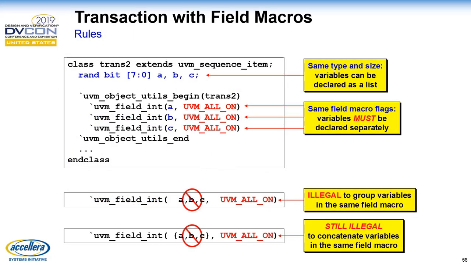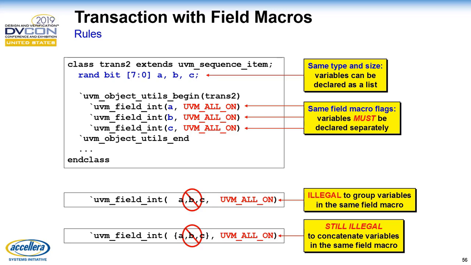If we've got a transaction class right here, notice I've declared 3 randomizable 8-bit variables. Then I have to declare field macros for each, the most common field macro being UVM field int. That's any number, any vector, any signal is typically UVM field int. And we're going to turn on all the operations. We'll talk about that in a moment.